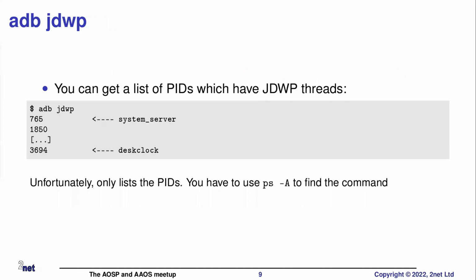As an aside, you can get a list of all of these processes, applications, and the framework that contain the debug thread. You can just type ADB JDWP, and it produces a list of PIDs. That's not quite as useful as it could be, because if you're just doing it this way, you need to go and relate those PIDs to actual programs. So as you can see, I've annotated a couple of them here. For example, 765 is system server.